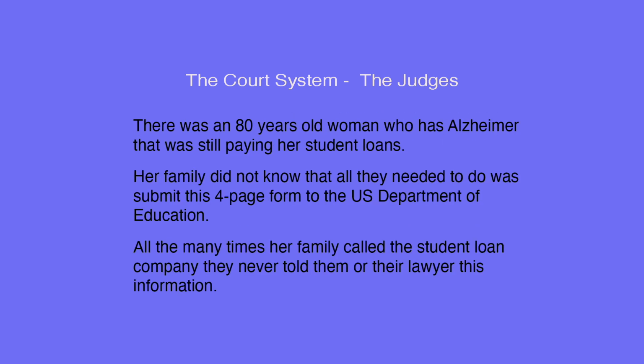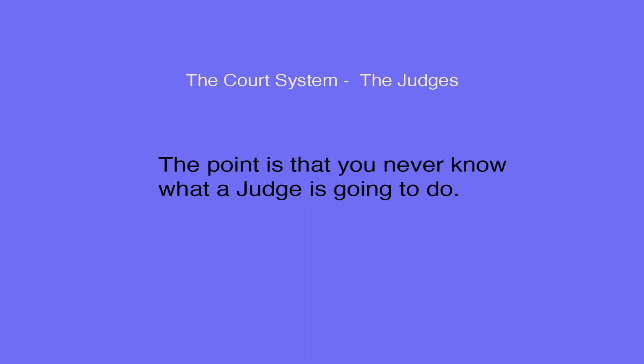There was an 80-year-old woman who had Alzheimer's that was still paying her student loans, and her family did not know that all they needed to do was submit a 4-page form to the U.S. Department of Education. All the many times her family called the student loan company, they never told them or their lawyer this information. The point is, you never know what a judge is going to do.